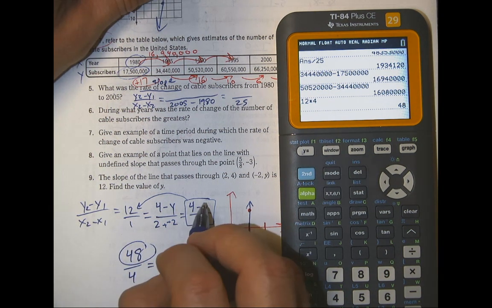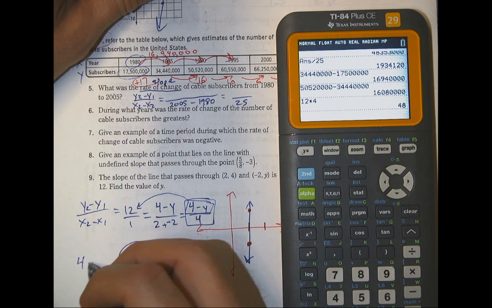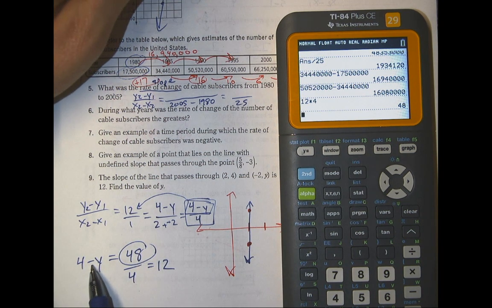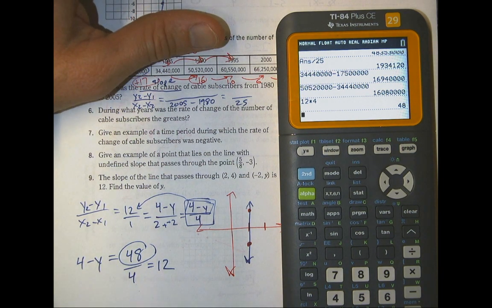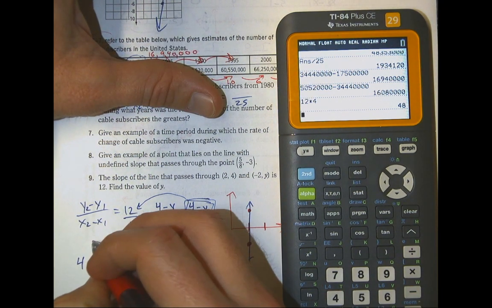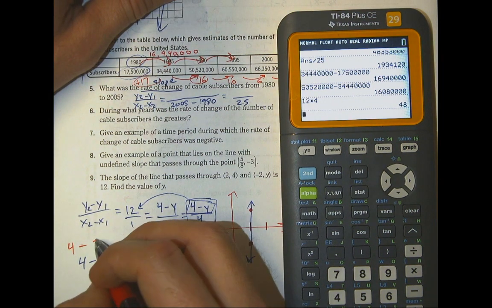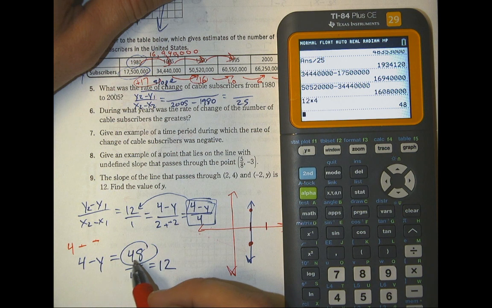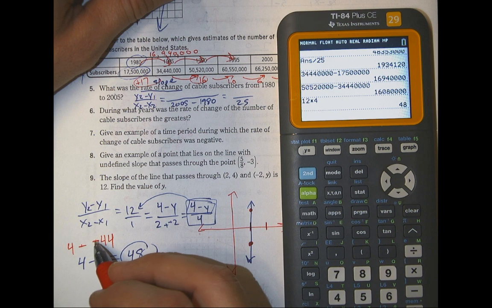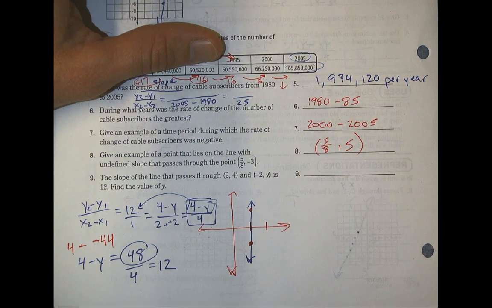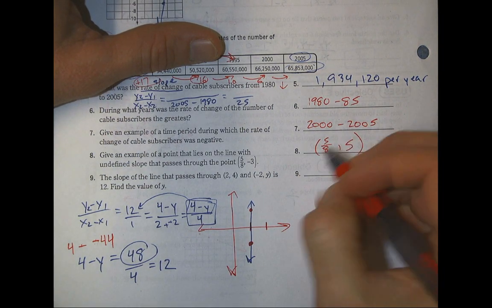So now I can just look at this top part. 4 minus y has to give me 48. So 4 minus something gives me 48. If I start with 4 and I subtract something to get a bigger number, clearly this y value is something negative. So it would be 4 minus negative something. So it's going to go plus plus. And 4 plus what gives me 48? That would be 44. So 4 minus negative 44 gives me 48, which when I divide it by 4, gets me back to the 12. So the answer here is negative 44.